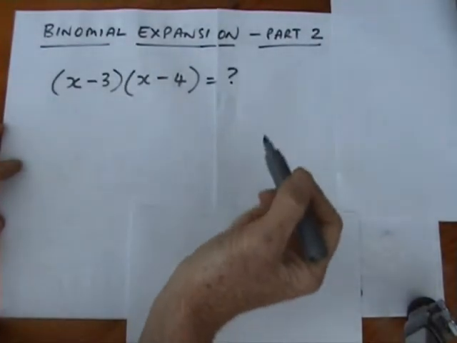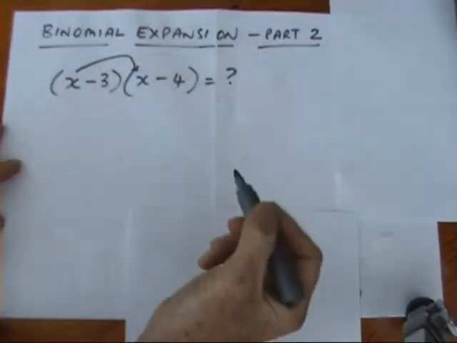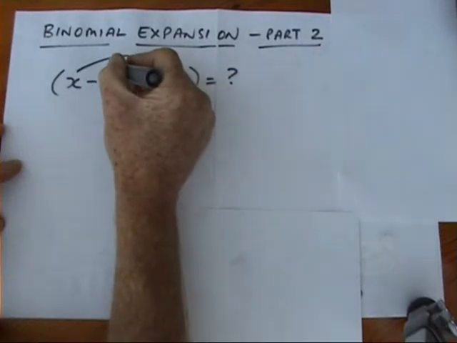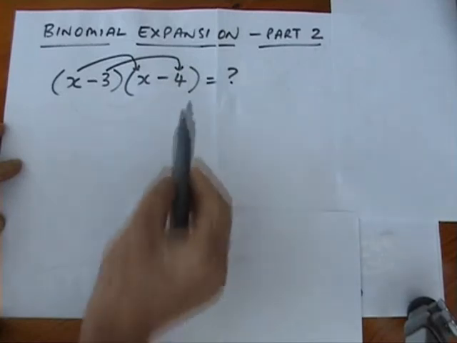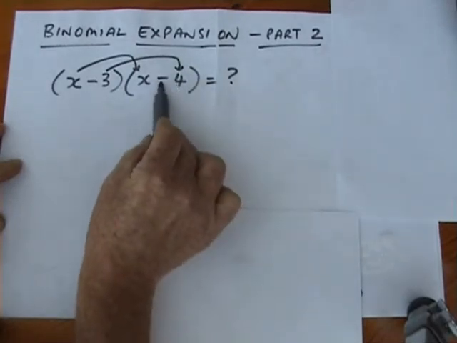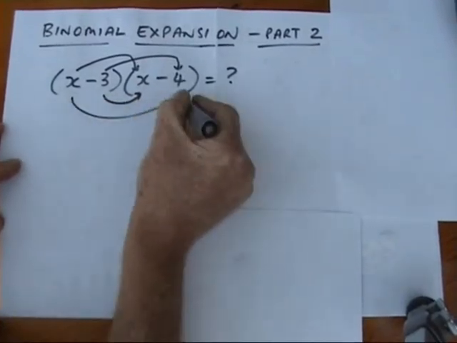I'm going to do the cat's eyes arrangement. I'll end up doing the x times the x, first times the first. And at some point I'll do the negative 3 times the negative 4. Remember, really important that that sign belongs to that number. I'll do the inside ones and I'll do the outside ones.